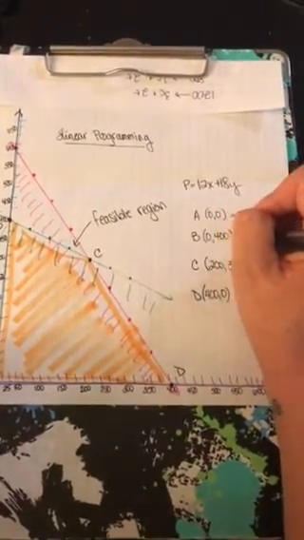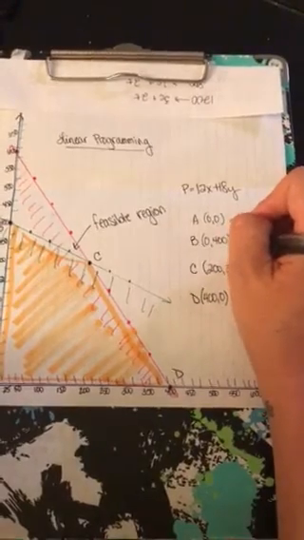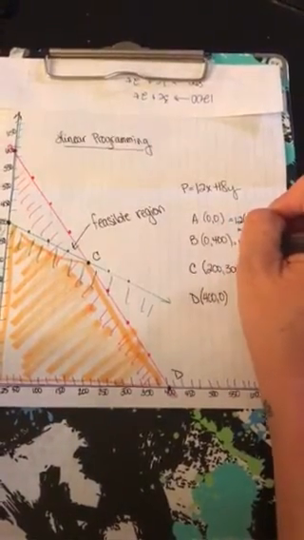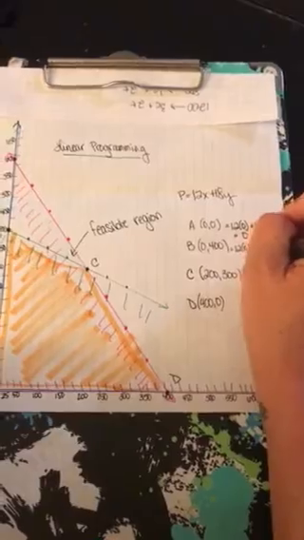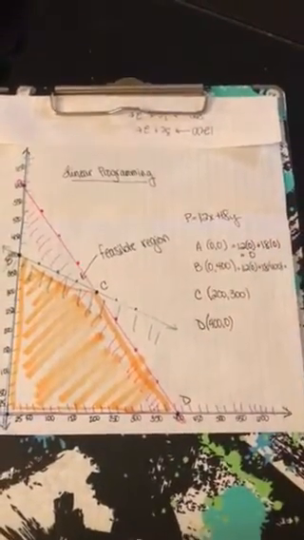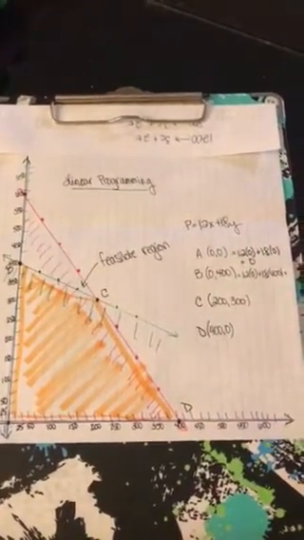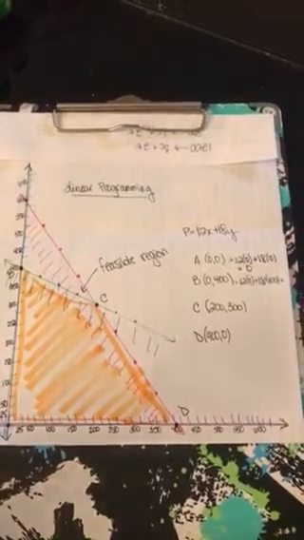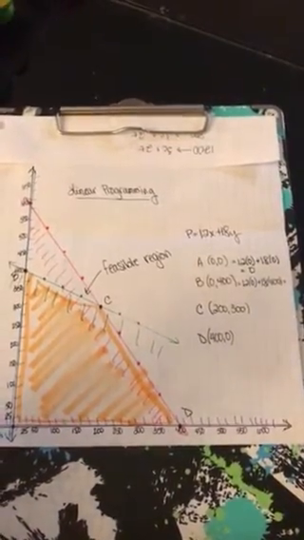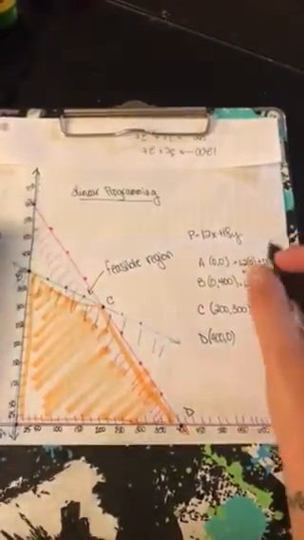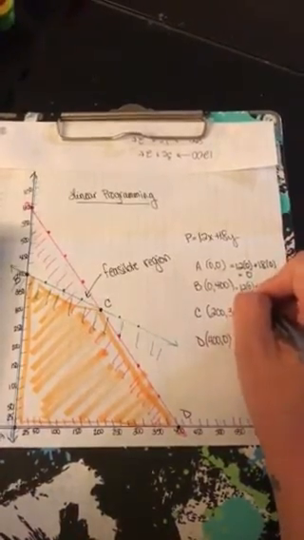Okay, for this one, we get 12 times 0 plus 18 times 400, which is, I'm not going to lie, I was ill prepared and didn't have my calculator. And my husband is filming this on my phone. Okay, so this gives us a big fat profit of 7,200.